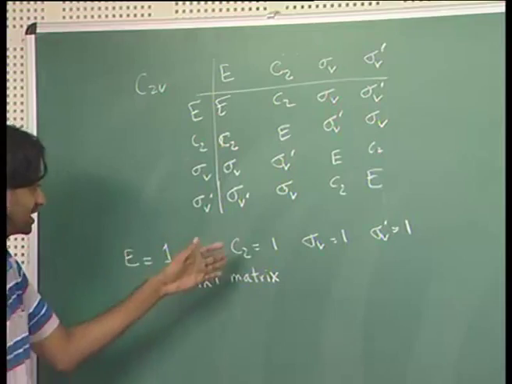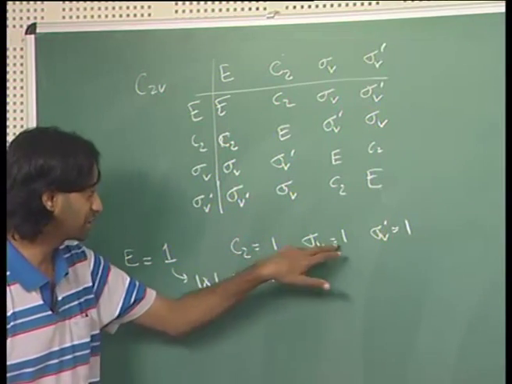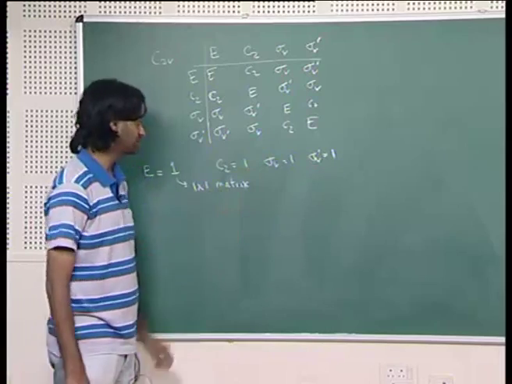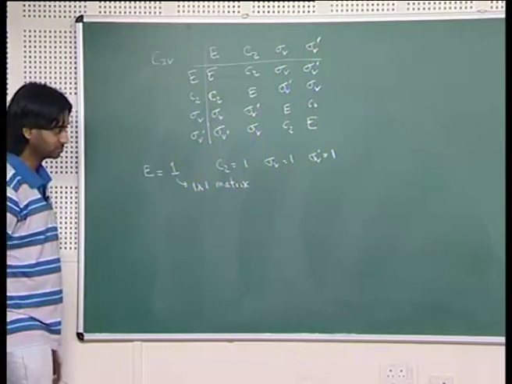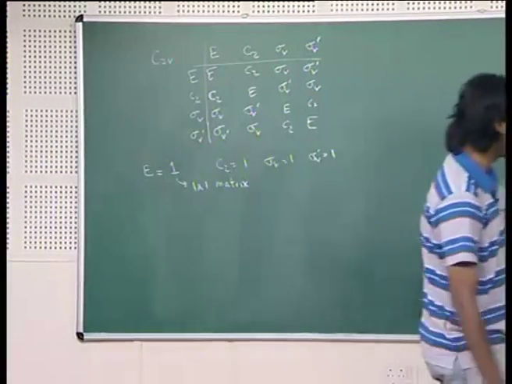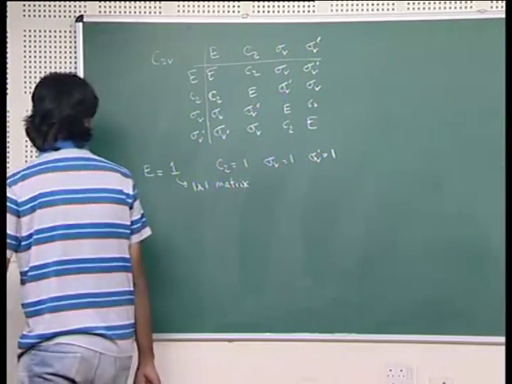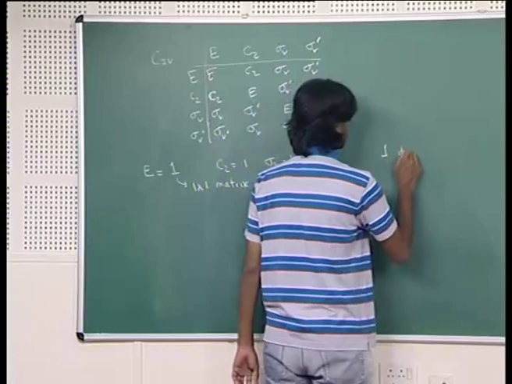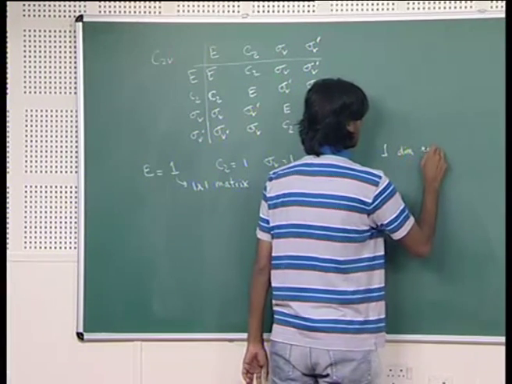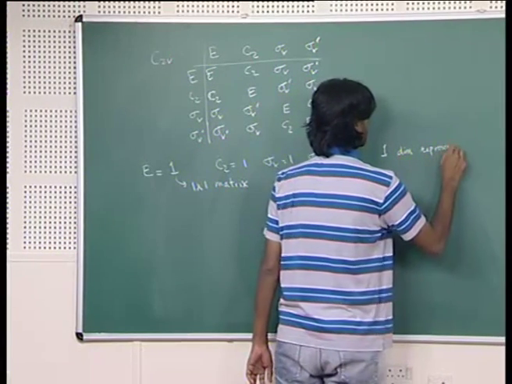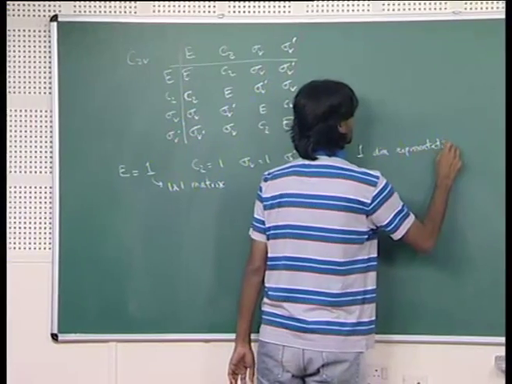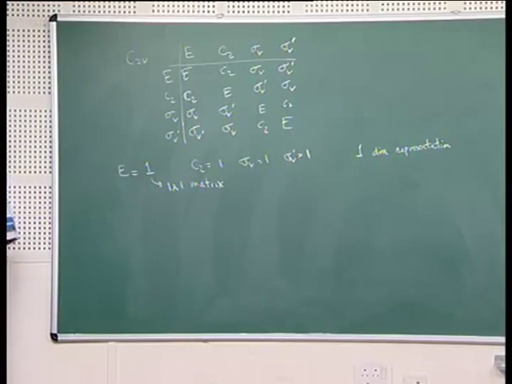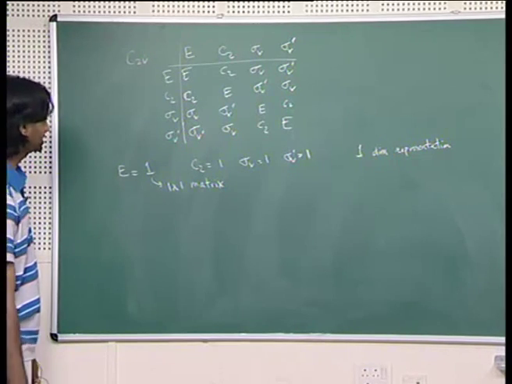So, clearly in this way, a very trivial way, the products of operations correspond to the product of representations. Okay. So, this clearly satisfies this condition. This is a one dimensional representation. Now, you can have other one dimensional representations.